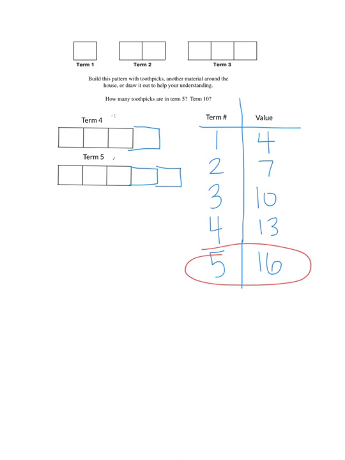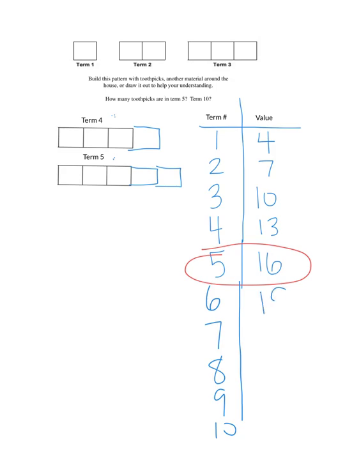Now moving on to term 10, I really don't want to keep building these toothpick patterns all the way up to 10 of them. And I shouldn't need to because I should be able to see that I have a pattern going on here. So if you notice, our pattern is that we increase by 3 toothpicks each time.